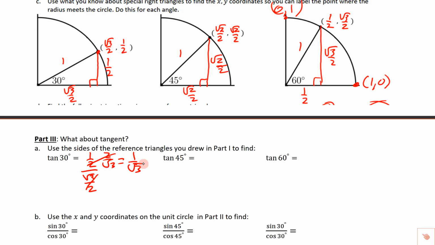You have to do the thing. What's the thing? We're rationalizing the denominators. So, everybody agree radical 3 over 3? Okay. Tangent 45. Opposite? Hey, wait just a second. Mason? 1.